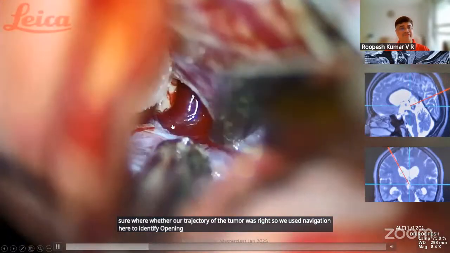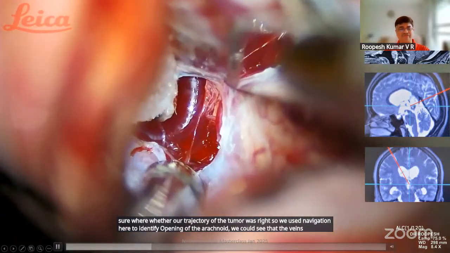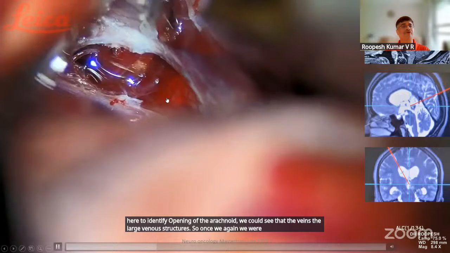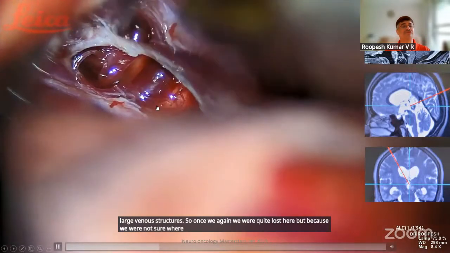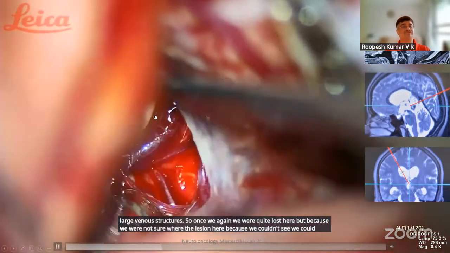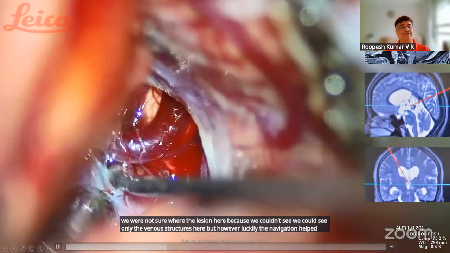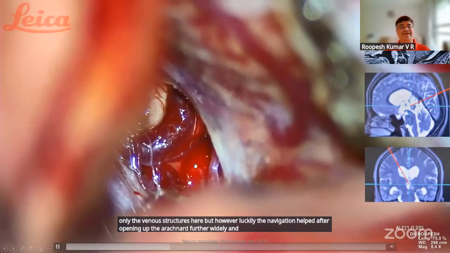We could see the large venous structures. So we were quite lost here, because we were not sure where the lesion was, as we could see only the venous structures. However, luckily, the navigation helped after opening up the arachnoid further widely, and we could see that the pia was thinned out.